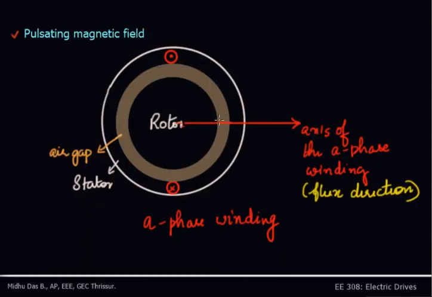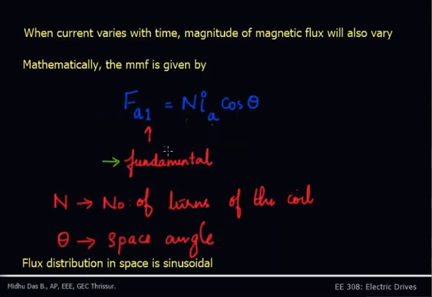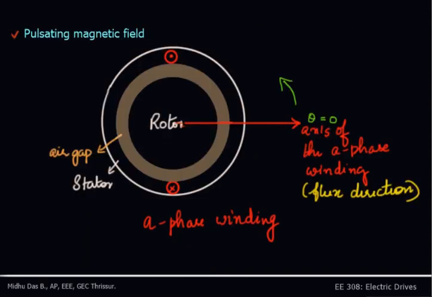So we are going to follow a convention that in this direction we are taking theta equal to 0 degrees. Now, in space, if you consider theta in this direction, theta is varying from 0 to 360 degrees. That is what is represented here. FA1 is equal to N IA cos theta. We know that the flux distribution in space is sinusoidal if you have a design like this.